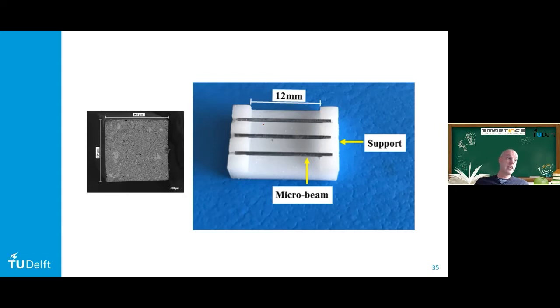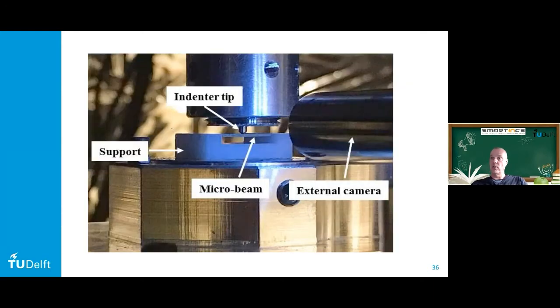But we can also test these beams in 3-point bending. So we made a support, you see here. We put the micro beams in, and we can load them in a nano indenter. So here you see the support. Here you see our indenter tip, and we can load such a beam in 3-point bending.